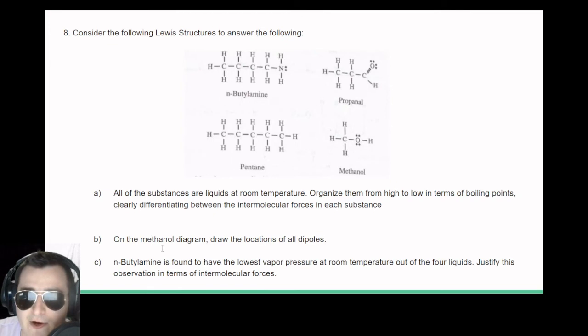On the methanol diagram, draw the locations of all dipoles. When you're looking at here, you're looking at atoms that have a large discrepancy in terms of electronegativity, so we're really staring at that oxygen here. Because oxygen has such a large electronegativity compared to most atoms.